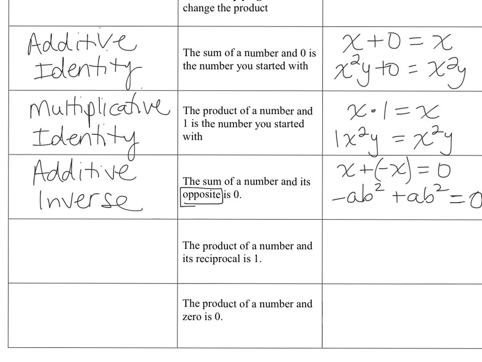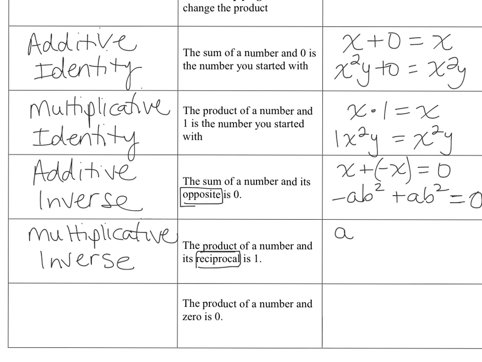The next one is the product of a number and its reciprocal is 1. So product means I'm multiplying. Reciprocal is when you flip a number. So this is called the multiplicative inverse. And the reciprocal is when you flip it. So I could say A over B times the reciprocal of A over B, which is B over A.